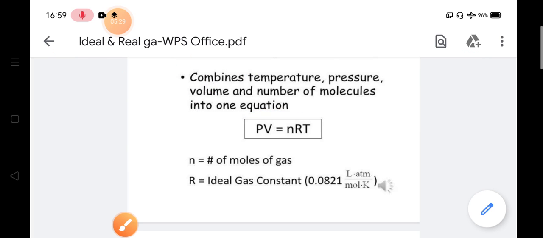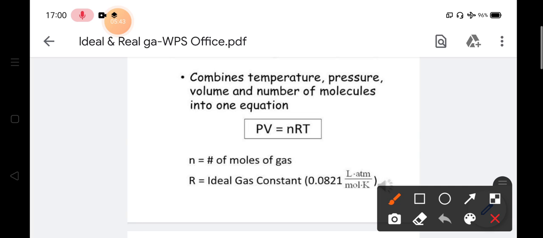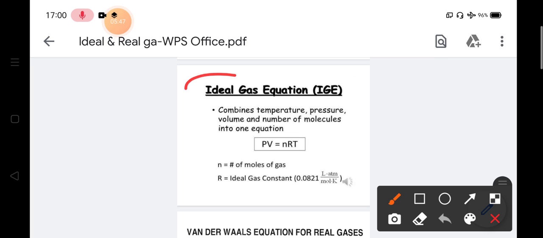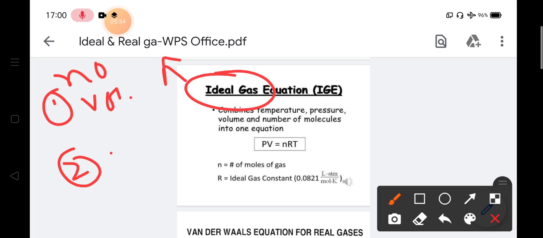When describing the ideal gas, I told you there are two things you have to remember. Number one, they are point masses, so the particles of the ideal gas don't have any volume at all. No volume, number one. And number two, no attraction force.